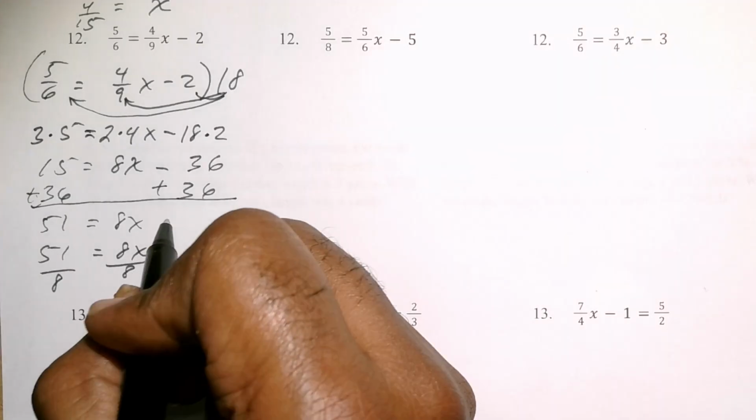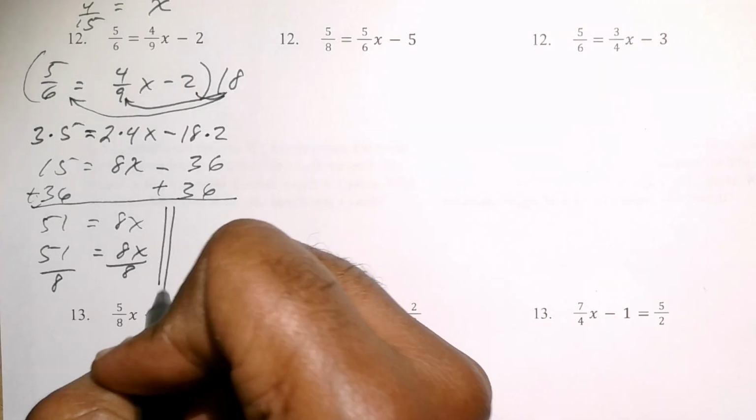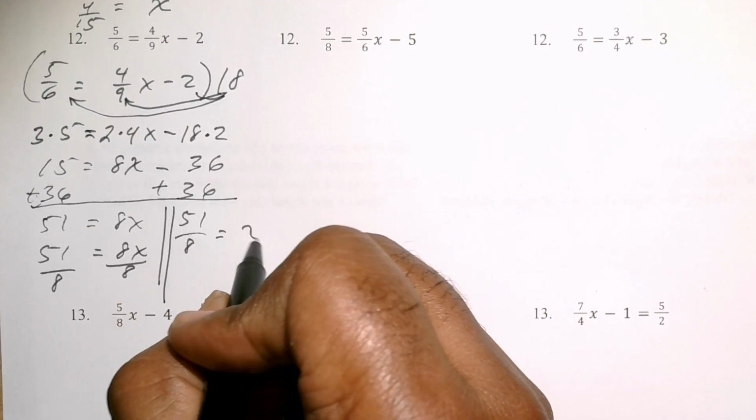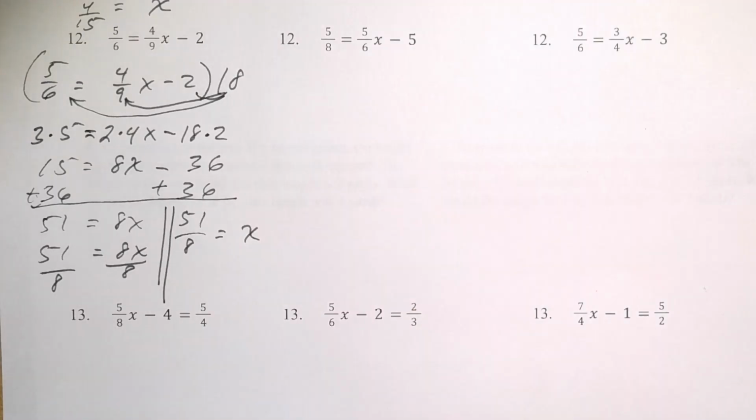This will give us, let me get some more room here, 51 over 8 equals 1x. That'll be our solution.